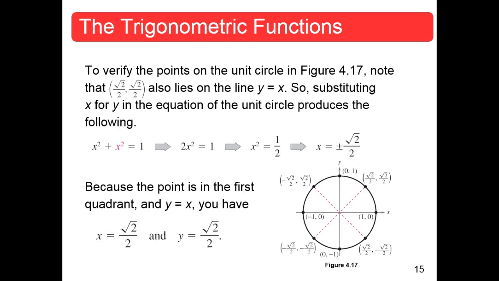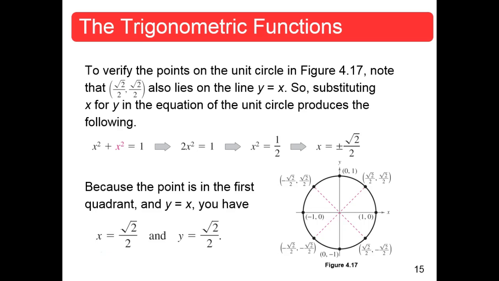So, to verify the points on the unit circle, note that root 2 over 2 also lies on the line y is equal to x. We already did that, right? That's how I showed you why that was root 2 over 2. Substituting y for x, you did this. We did all those things. We got plus or minus root 2 over 2. The plus is up here, the minus is down here. The plus is here, the minus is up here.